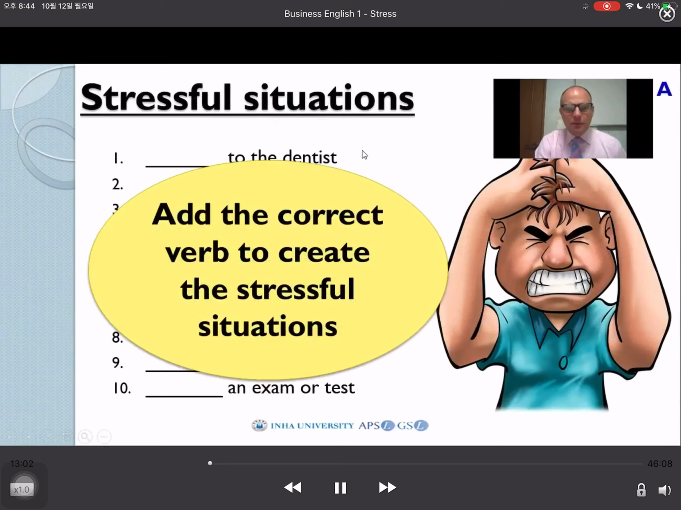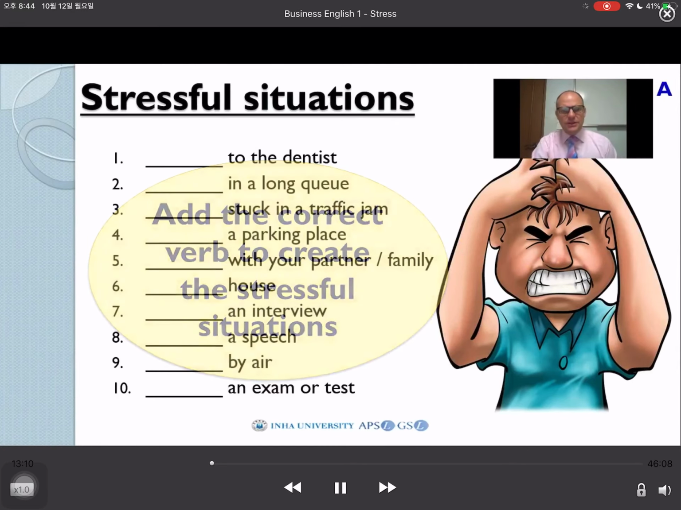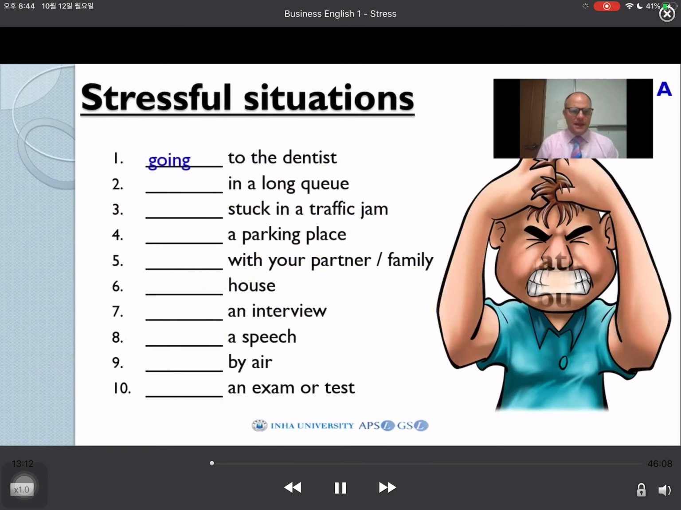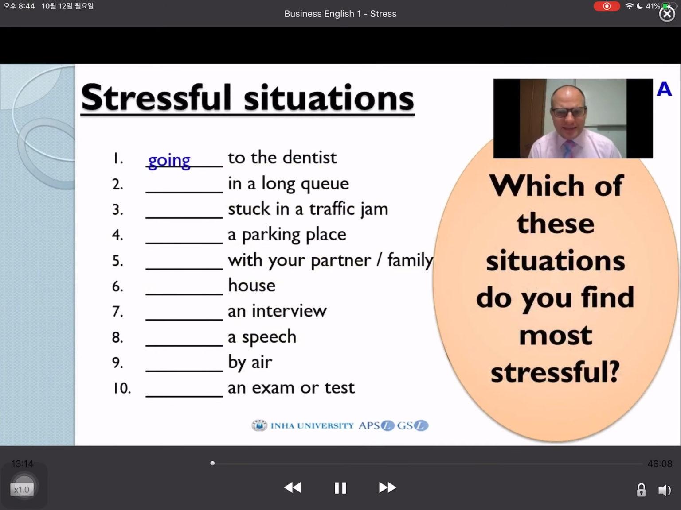Okay, so once you finish that, we've got some stressful situations, and see if you can add the correct verb to create the stressful situation. So there you go. We've got going to the dentist. Go through those again. They're all kind of stressful situations that might happen in everyday life.